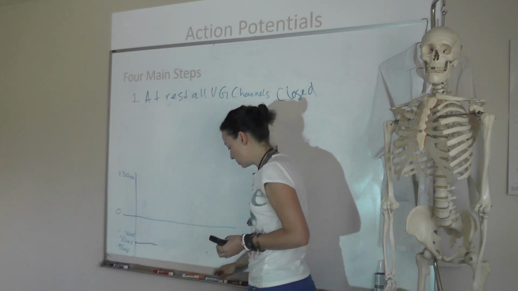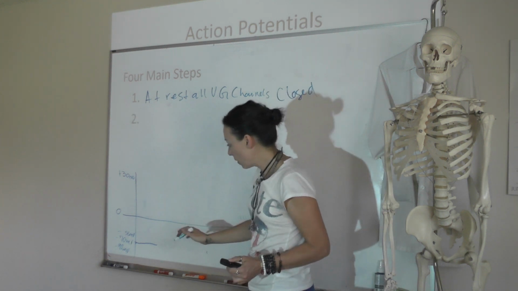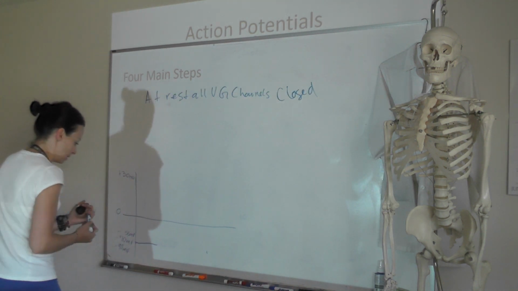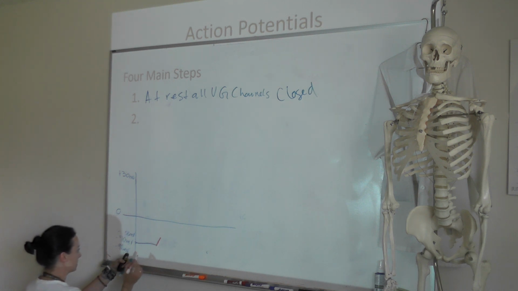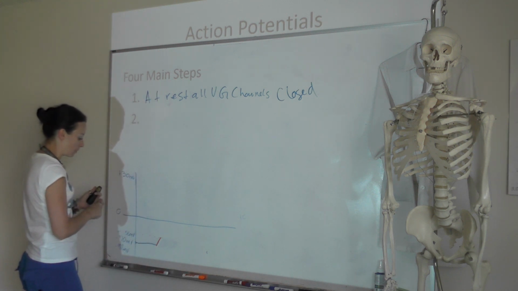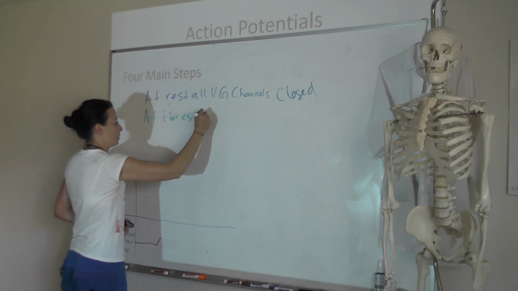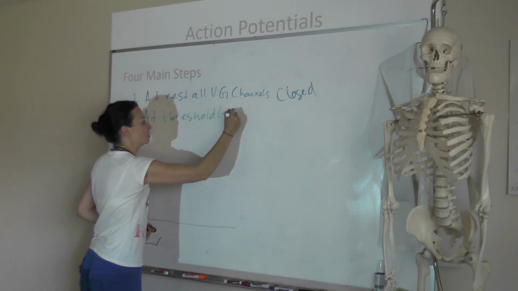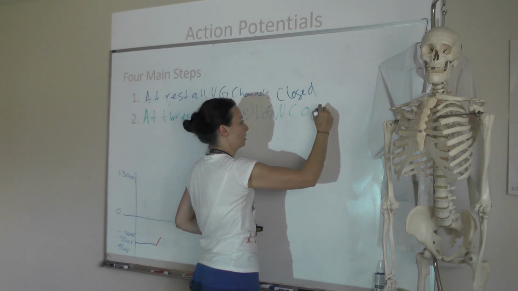I'm going to switch colors and use light blue for what happens in step 2. What's going to happen here is we're going to be summing up graded potentials. We'll talk about this in a little bit, so I'm going to put this in red because we're talking about it. We're going to sum up graded potentials, and as long as we get enough to get to threshold, then we'll enter stage 2 of the action potential. At threshold, which is negative 55 millivolts, our voltage gated sodium channels open.